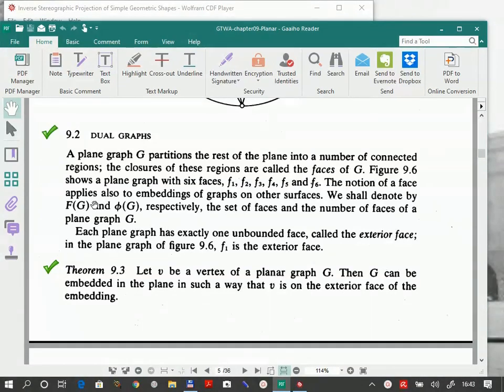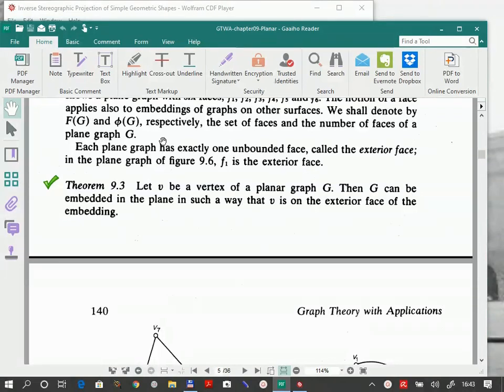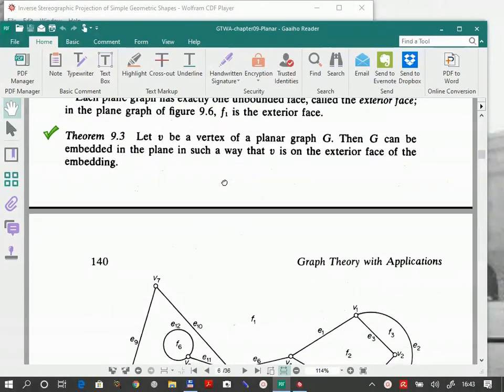So we use capital F of G as the set of faces, and phi of G, its cardinality, as the number of faces of the plane graph. Each plane graph has exactly one unbounded face, which comes as a corollary from Jordan's curve theorem, and is called the exterior face, F1 in the example. Now, if you pick up a vertex V of a planar graph, then G can be embedded in a plane in such a way that V is on the exterior face of the embedding.